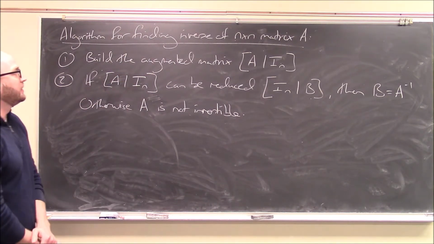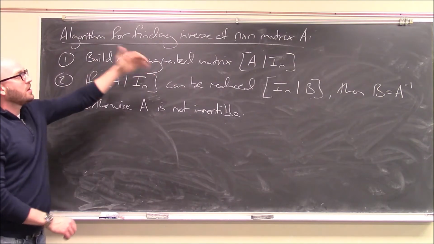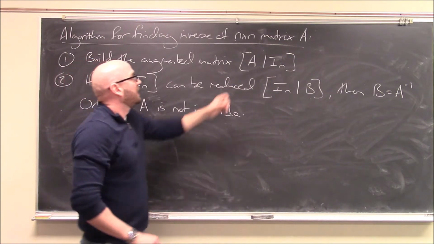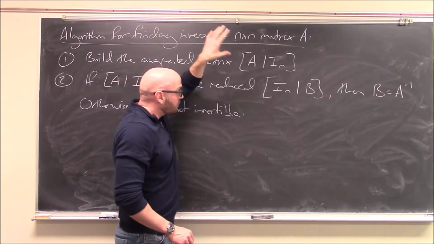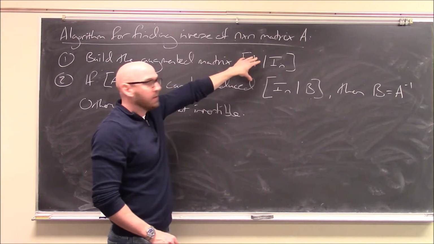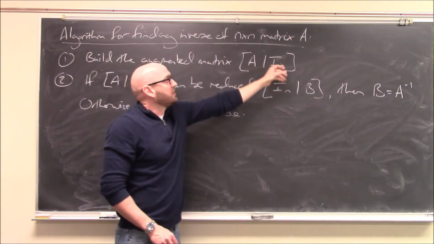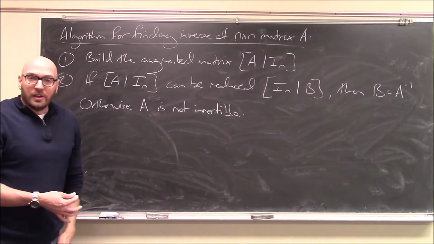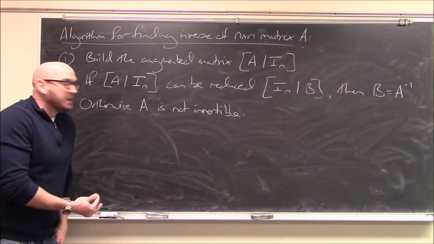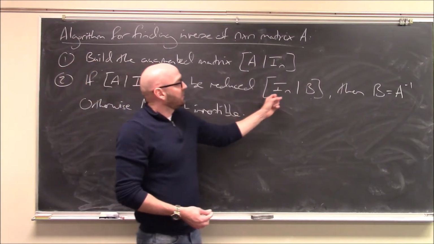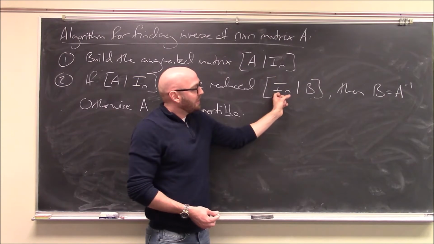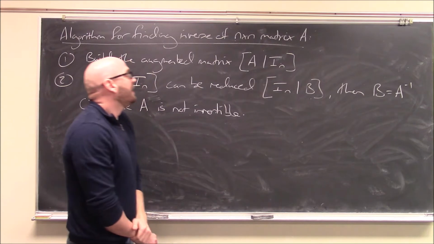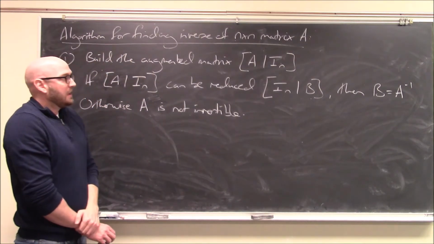And all we have to do is build this object here, build the augmented matrix A and IN. What I mean by this is I've got a matrix where I put the whole n by n matrix A in here. I put an augmentation bar, and on the other side of the augmentation bar I put the whole n by n identity matrix. And then we start row reducing it. And if, when you put it in reduced form, it looks like this, it looks like the n by n identity matrix to the left of the augmentation bar, and then some matrix B to the right, well then that matrix B is the inverse of A.